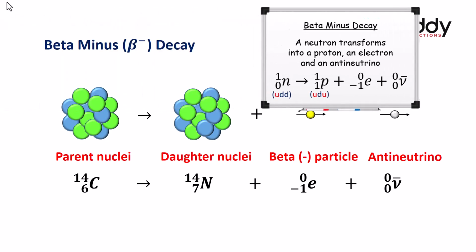Now this is some fascinating physics, and we'll just scratch the surface. In beta minus decay, a neutron transforms into a proton, an electron, and an antineutrino. So we can see this particular neutron in our parent nucleus of carbon-14. After the beta minus decay, we can see that it converts into a proton.